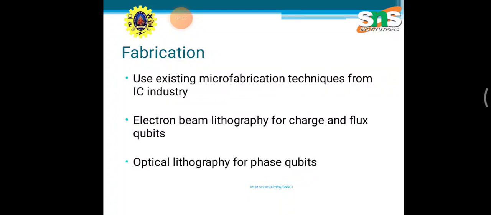Then fabrication. We use existing microfabrication techniques from the IC industry: electron beam lithography for charge and flux SQUIDs, and optical lithography for phase SQUIDs.